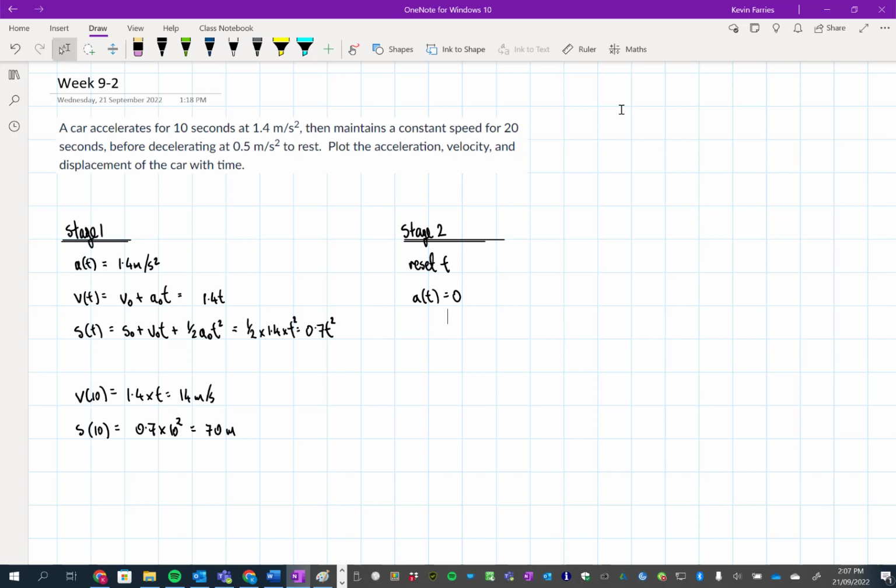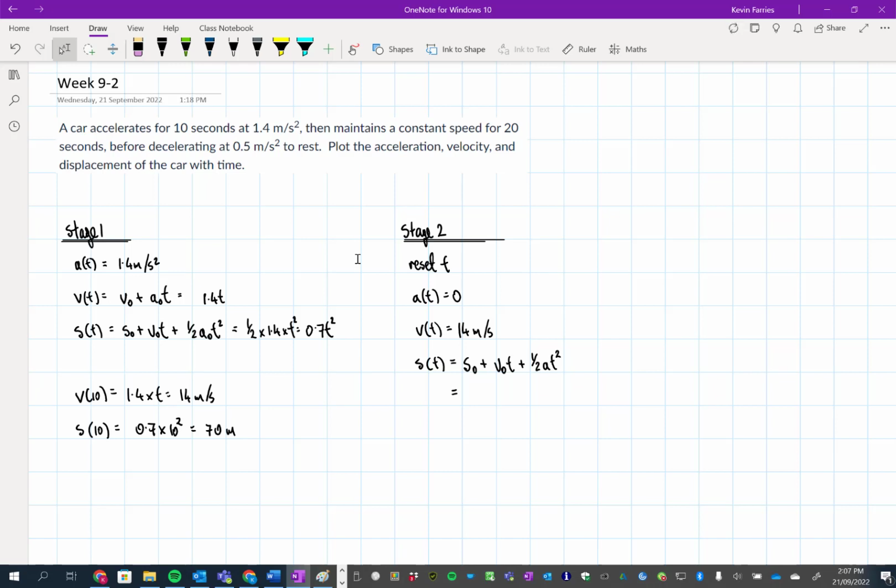Then we're going to have the velocity at time t. It's just staying constant speed, and so it's just going to be 14 meters per second, because that's the speed we got to at the end of the first stage. And the displacement at time t is going to be the displacement at the start of the stage plus the velocity at the start of the stage times the time from the start of the stage plus a half times the acceleration times time from start of stage squared.